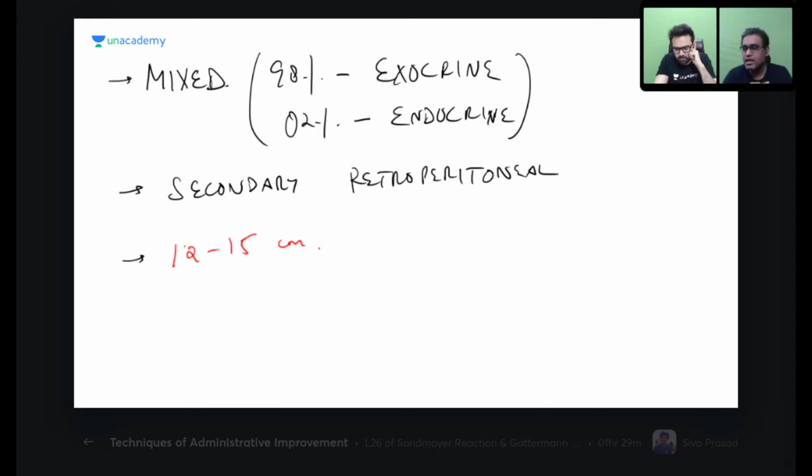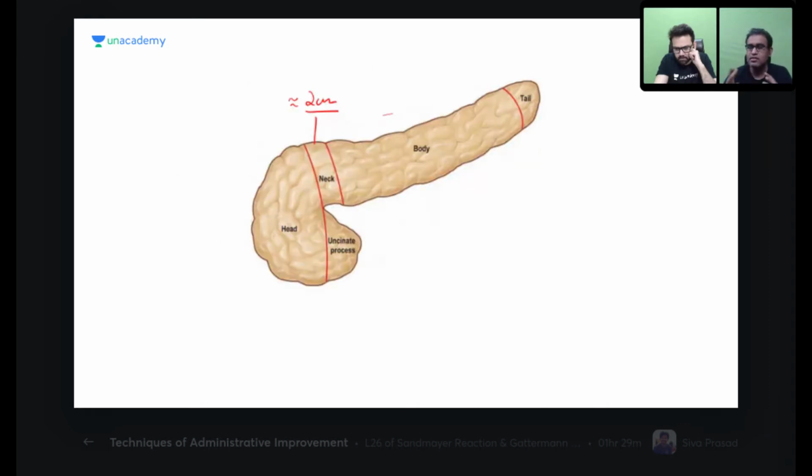Okay, so let us now see the parts of the pancreas. In the next slide, we'll see the parts. Pancreas is like 12 to 15 centimeters. You know, we have this scale in school, around 15 centimeters. So it is around that length only.